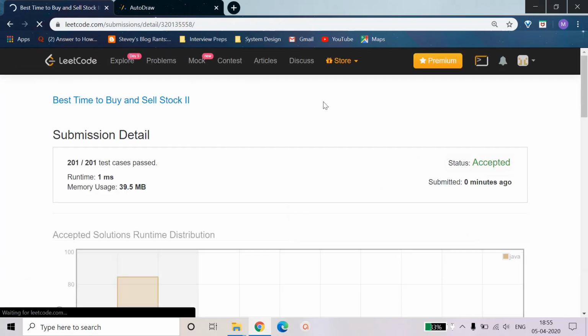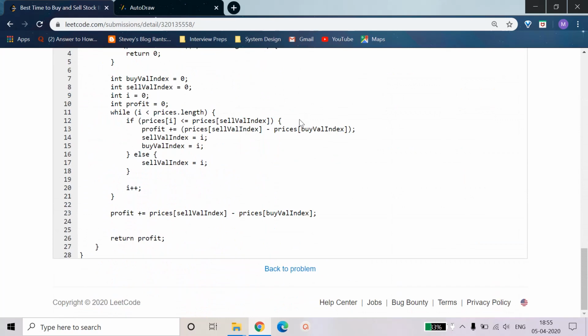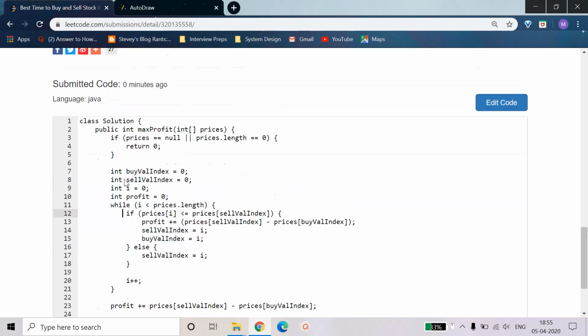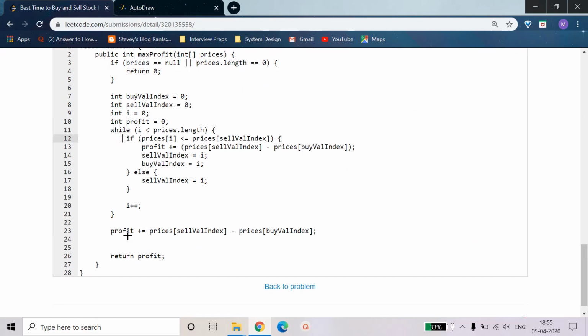Let's see how good our solution was. Okay, so we are better than 91% of all the Java submissions. So what can be wrong? We are iterating through the array only once, and there is a constant amount of extra memory that is allocated. So probably there is something simpler that we can do to get to 100%. So let's see if there is something we can do about this.